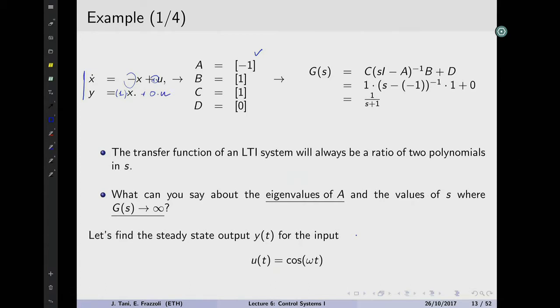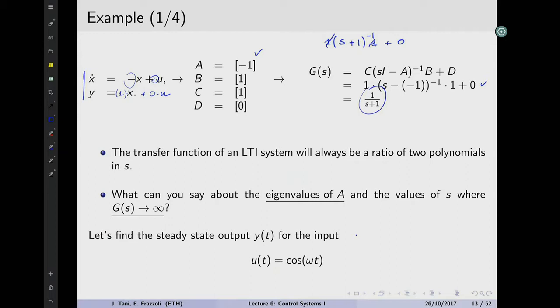Okay, so once we're given A, B, C, and D, it's straightforward to write out what the transfer function is. The transfer function is C (sI minus A) inverse B plus D. Okay, let's do it. This is straightforward because C is one, sI is s, minus A is minus one. So minus minus one is plus one, inverse, times B. B is one, plus zero of D. So this is a very complicated way of saying (s plus one) inverse, which is one over s plus one. Okay, this is the transfer function of this system.